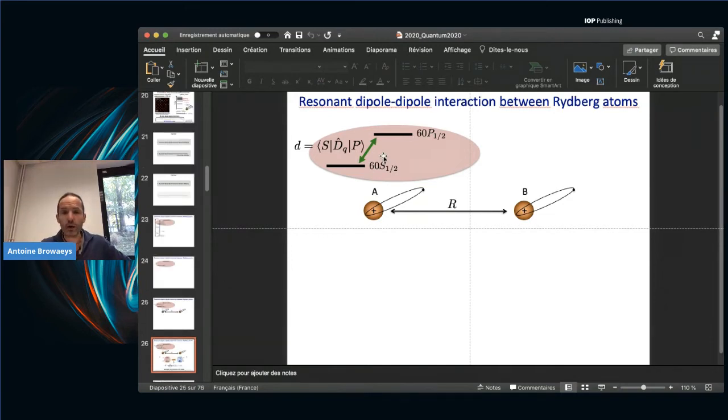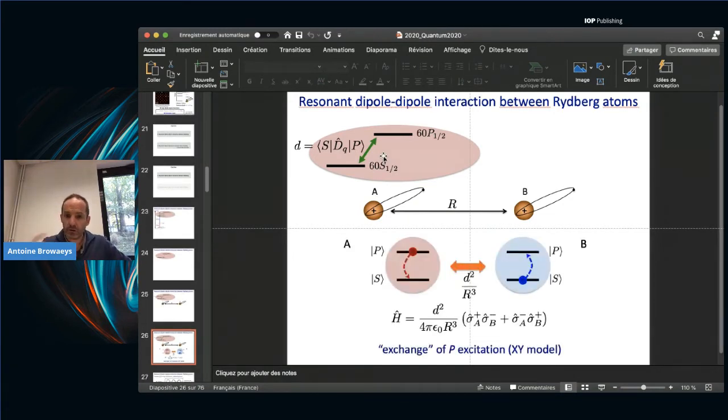Now if I just take 2 atoms close by, the consequence of the interactions between the atoms is the following. If you prepare one of the atoms in the P state and the other one in the S state, then the interaction between them is going to induce a spin flip, if you wish to speak in terms of spin language, of the state of one atom which goes down while the other one at the same time goes up. This implements what is called an exchange Hamiltonian, sigma plus sigma minus plus sigma minus sigma plus, in terms of spin language, and those are the Pauli matrices.